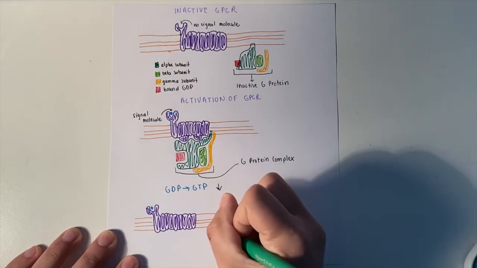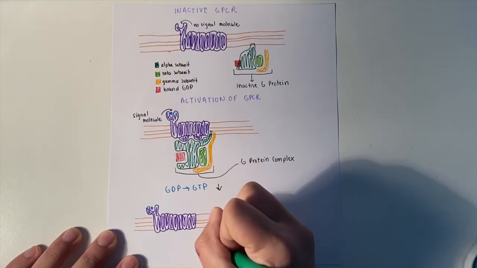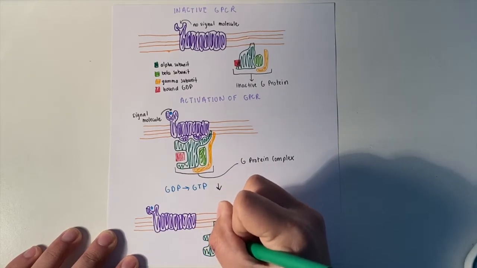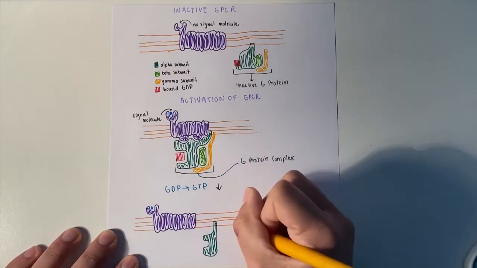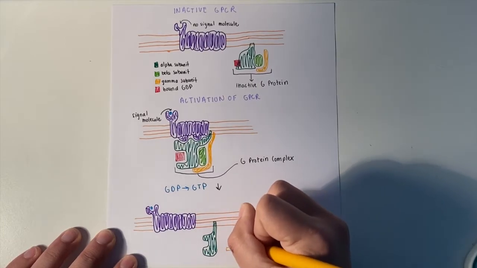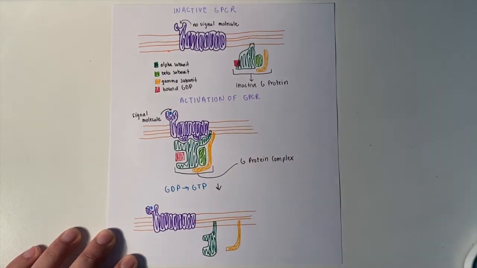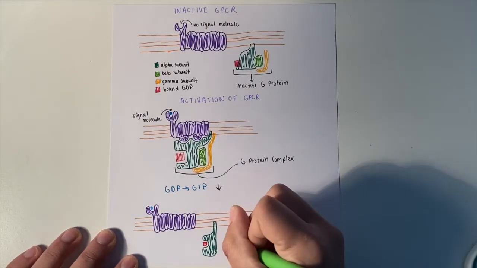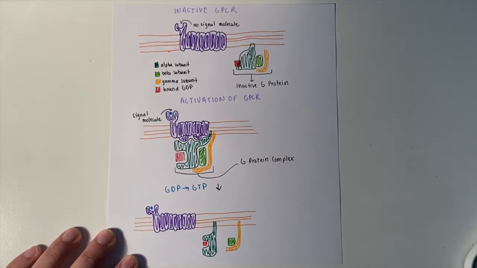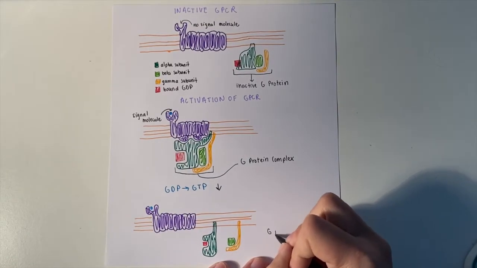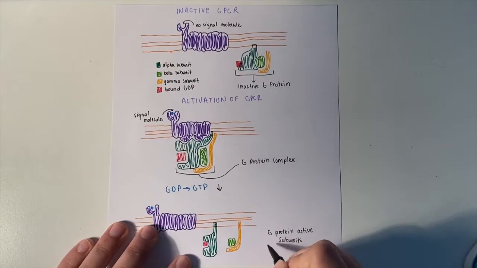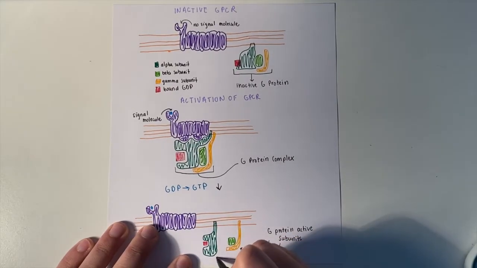Once activated, the alpha subunit can alter target molecules and the remaining beta-gamma complex can do the same independently. This initiates a signal cascade that flows into the cell. The G protein also has GTPase activity. This means it can hydrolyze GTP to GDP. This causes the G protein to become inactive again and basically wait to be activated again.